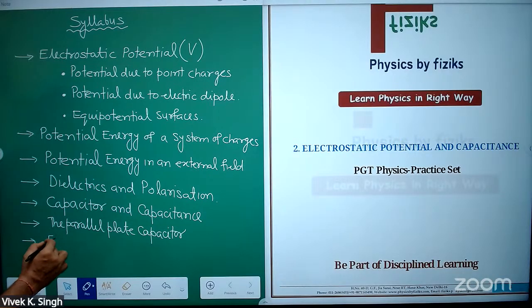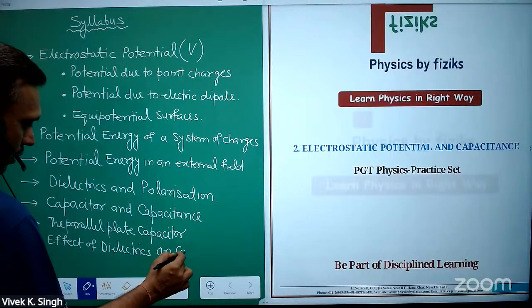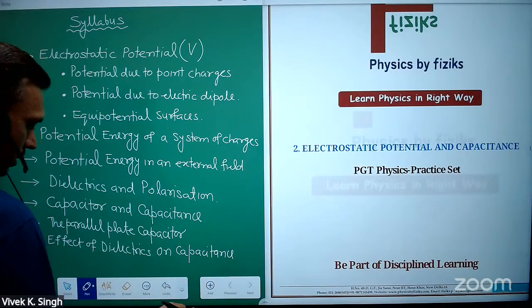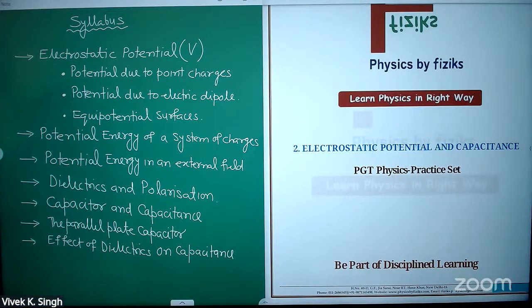Then the effect of dielectrics on capacitance. Combination of capacitors, series and parallel combination.